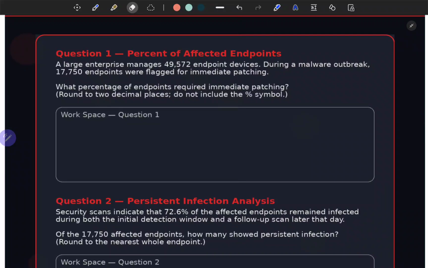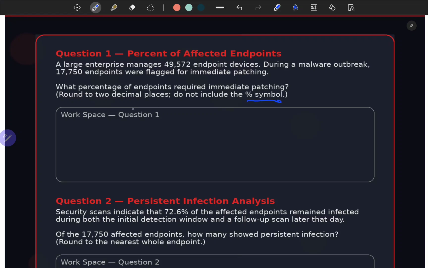Percent of affected endpoints. So we have a large enterprise. They manage 49,572 endpoint devices. During a malware outbreak, 17,750 endpoints were flagged for immediate patching. What percentage of endpoints required immediate patching? And they want you to round to 2 decimal places and do not include the percent symbol.